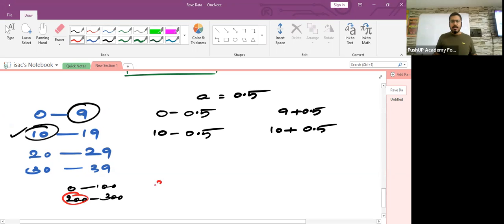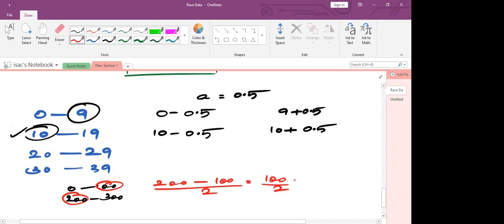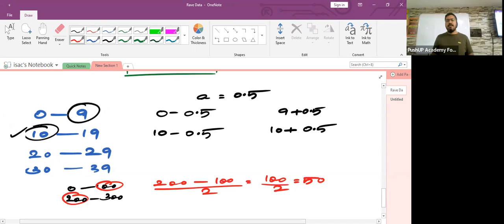What is the lower limit? 200. What is the upper limit? 100. Whole divided by 2. What is 200 minus 100? 100. What is 100 by 2? 50. So the adjustment factor will be 50.